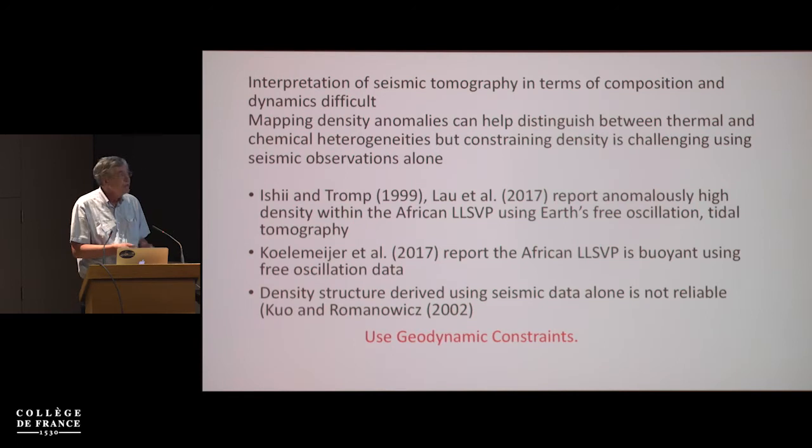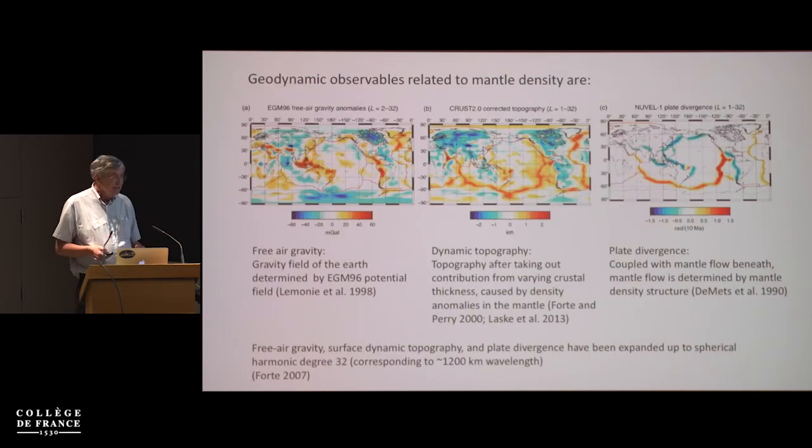So what we have, the approach we've used is to use geodynamic constraints to get at the density in the mantle. And the geodynamic constraints we use are the following. We have gravity anomalies that are related to mantle density anomalies. We have dynamic topography, which for us is the topography of the Earth when you strip out the effect of crustal thickness. So any kind of mantle density anomalies causing topography variations we call dynamic topography.